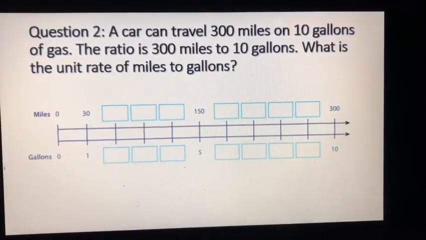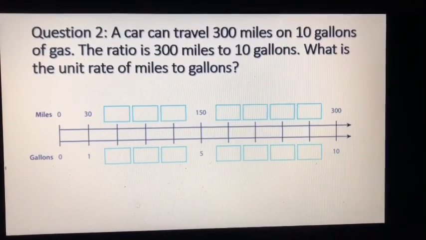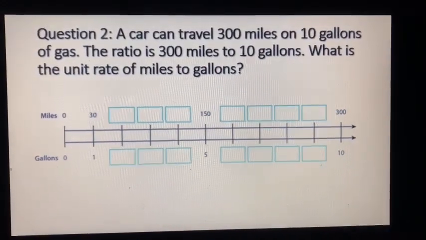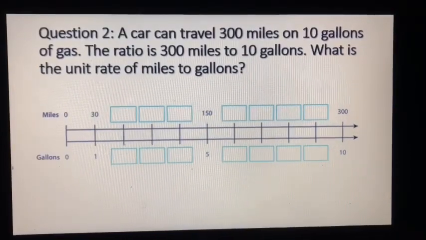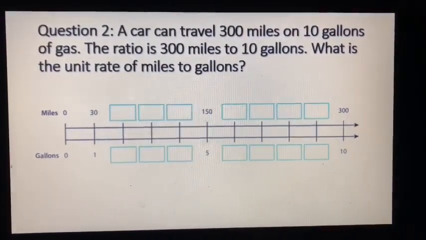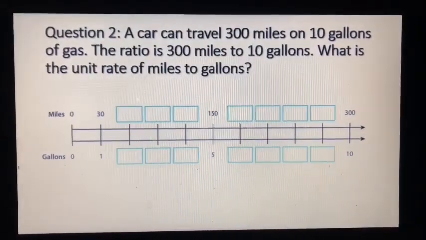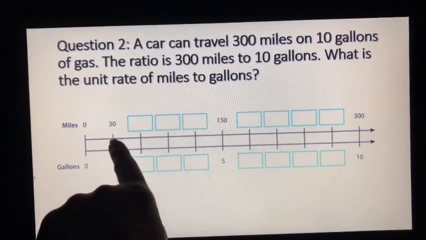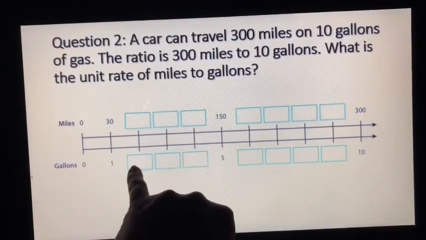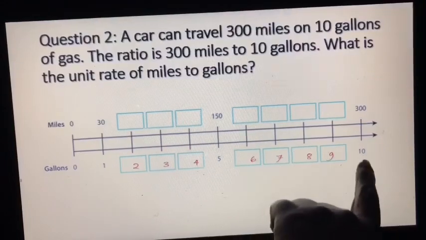2. A car can travel 300 miles on 10 gallons of gas. The ratio is 300 miles to 10 gallons. What is the unit rate of miles to gallons? Unit rate needs to be compared to 1. Just like a unit fraction has to have a 1 in the numerator. So here is a chart, and it broke it down, putting them into 300 miles. Across the bottom, they start with 1, so we would fill in 2, 3, 4, 5, 6, 7, 8, 9, 10.